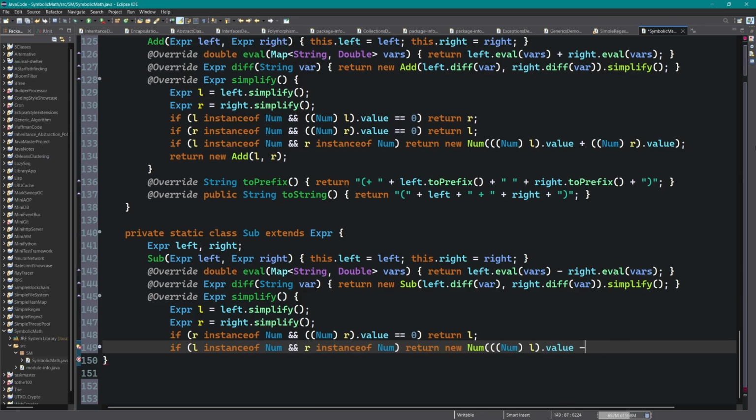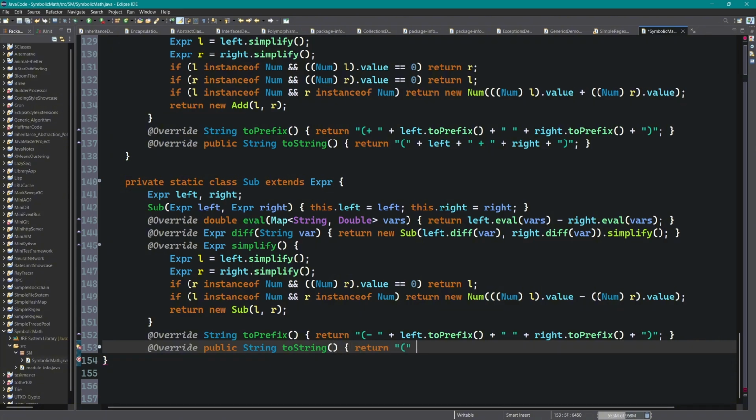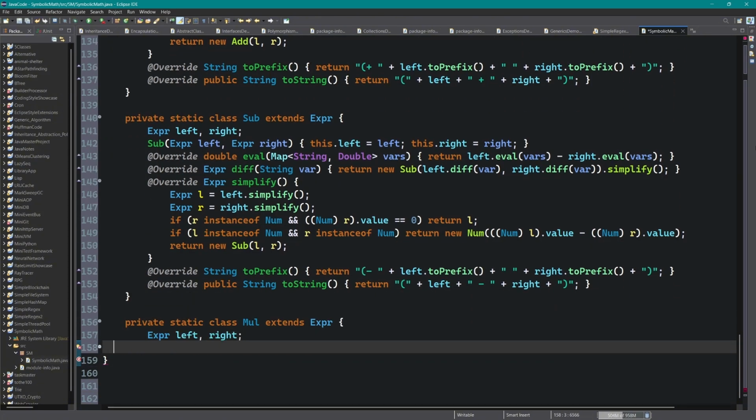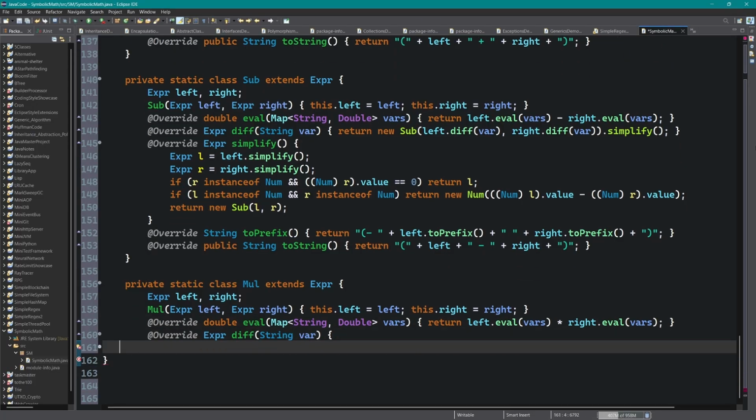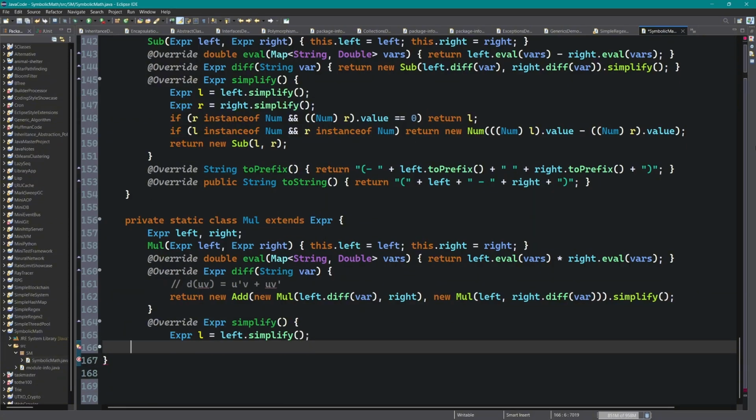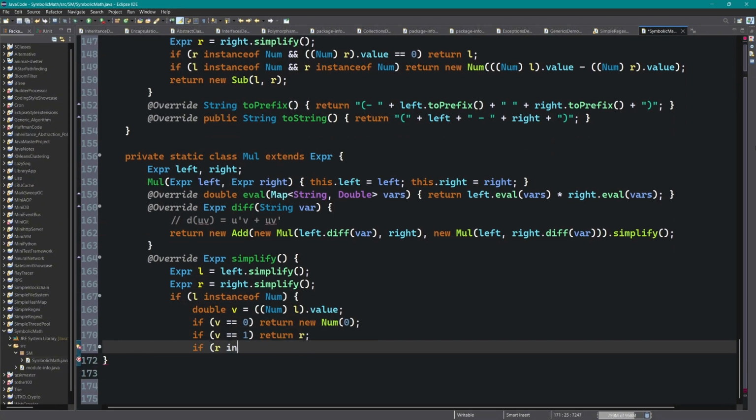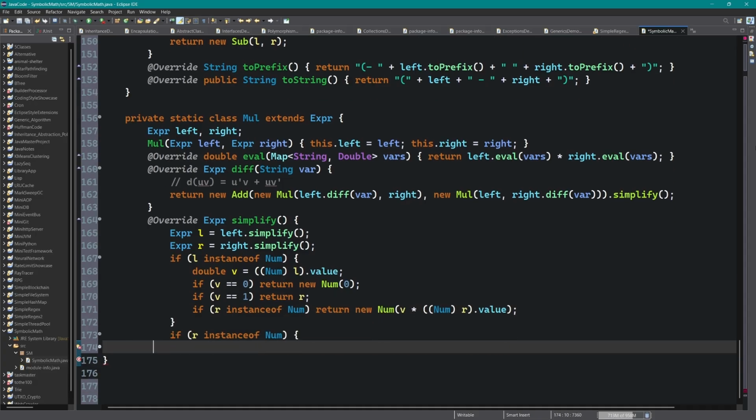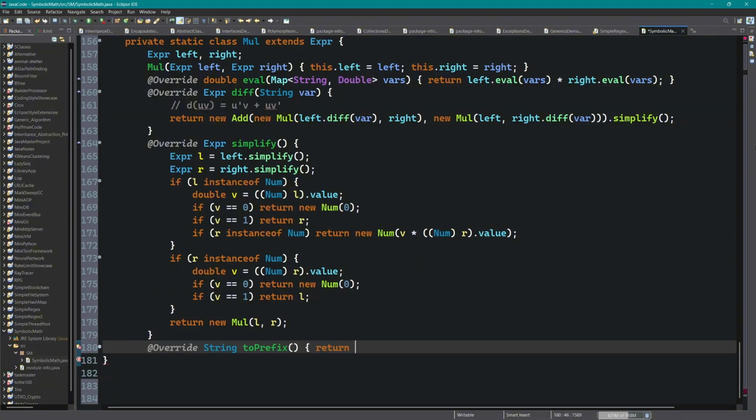Add and Sub hold left and right sub-expressions. Evaluation sums or subtracts the results of evaluating the children. Differentiation distributes over the operation. The derivative of a sum is the sum of derivatives. Simplification uses algebraic identities. Adding or subtracting 0 returns the other operand, and if both sides are numbers we fold them into a single constant. Their string representations add parentheses to maintain proper precedence.